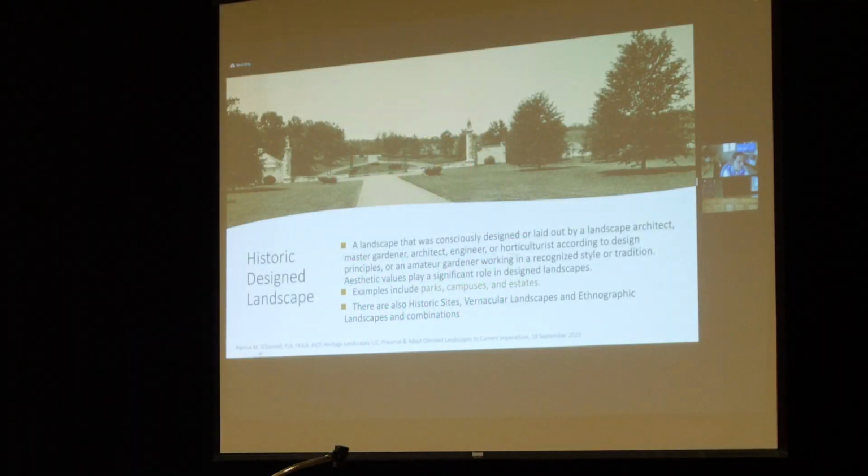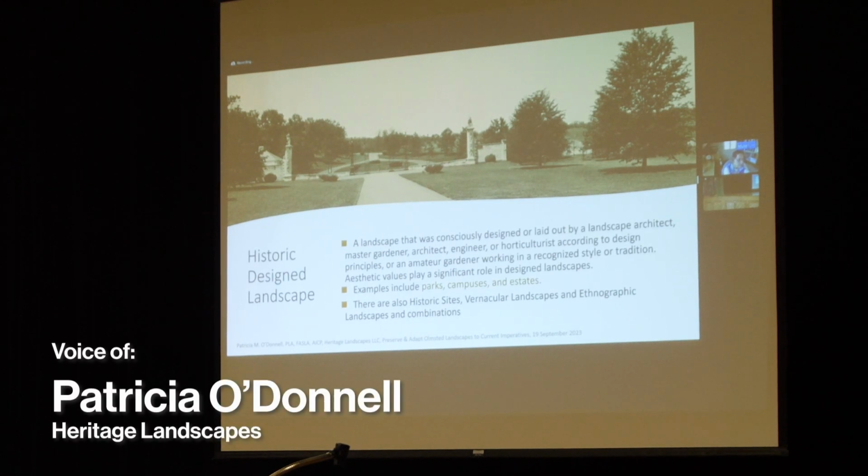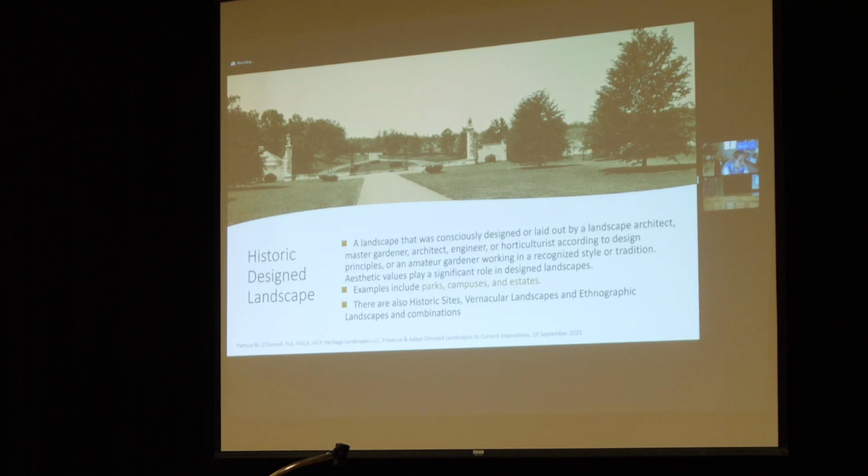So let's just begin with some background. A landscape that was consciously designed, laid out by a landscape architect, master gardener, or other professional or amateur that has aesthetic values is defined by the National Park Service and the National Register program as a designed landscape. It includes parks, campuses, estates, museums, and more. There are also historic sites, vernacular landscapes, and ethnographic landscapes, and combinations thereof.